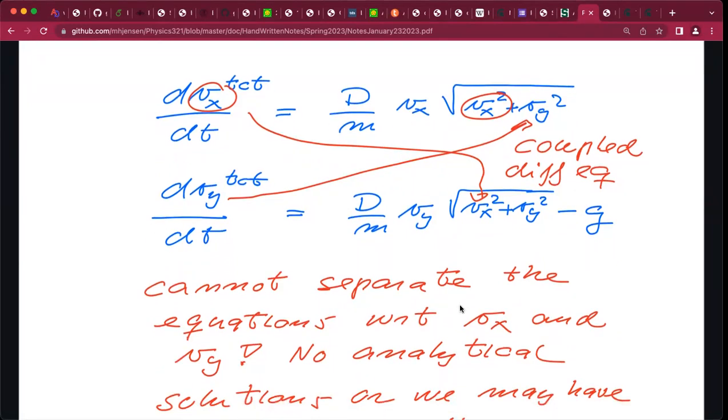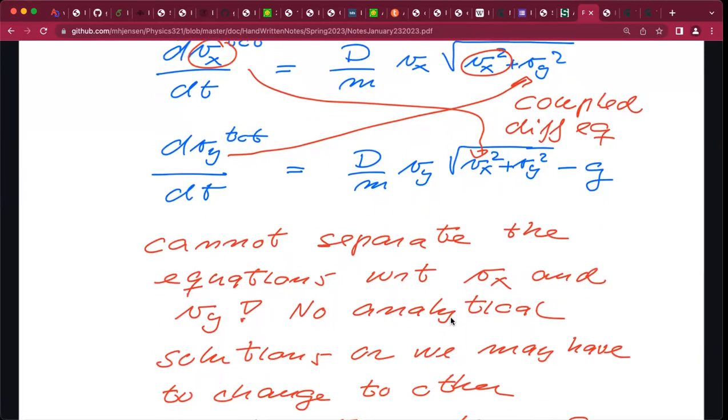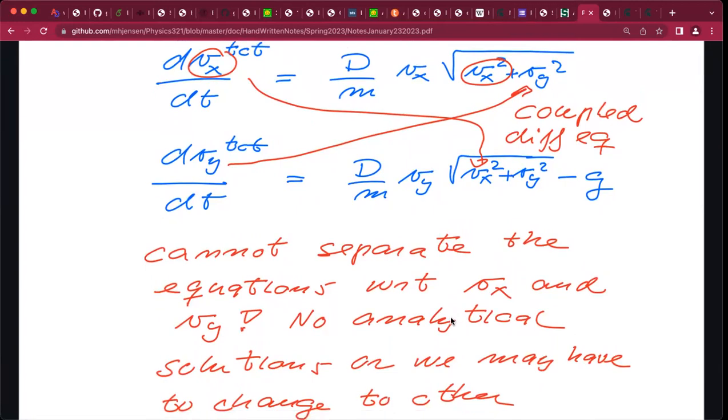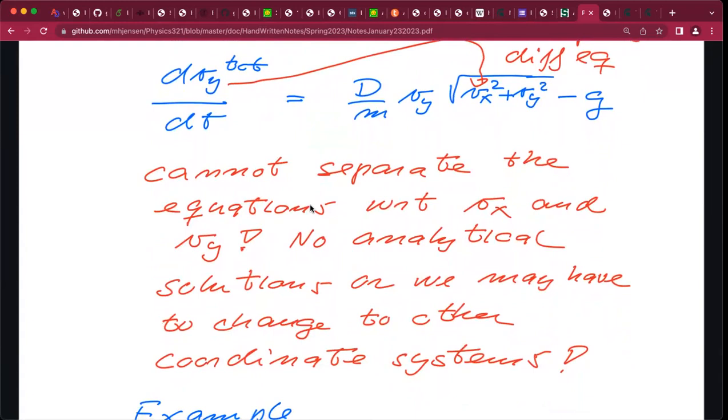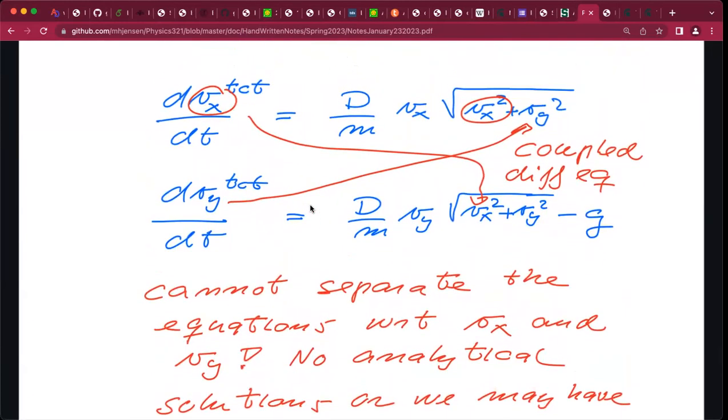So when you cannot separate equations, that may be an indication that you cannot find an analytical solution. It doesn't mean that you cannot find it, but it's normally a clear indication that with the coordinates we have chosen and the degrees of freedom, x and y, we will not be able to find an analytical solution if we insist on those degrees of freedom. So this is actually one of our first encounters of coupled differential equations where we have to revert to a numerical effort. We are coming back to this.